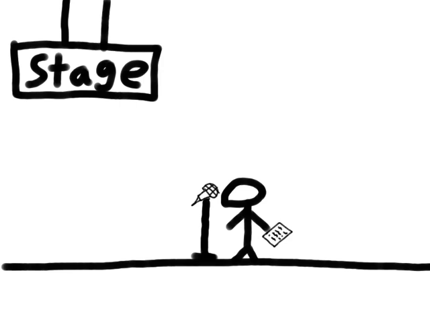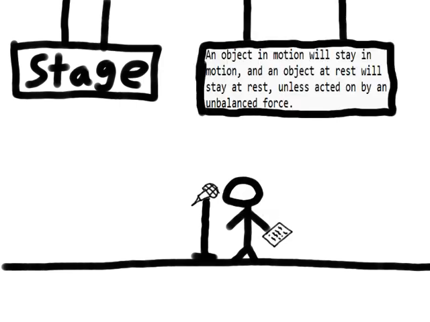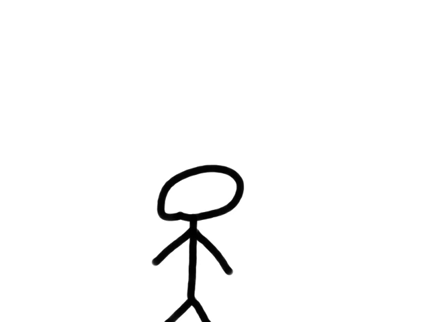Newton's first law, according to my really poorly taken notes, states that an object in motion will stay in motion, and an object at rest will stay at rest, unless acted on by an unbalanced force. Now, what does that mean? Well, that means if an object is moving in any direction, it's going to keep on moving in the said direction until it stops, and an object that is staying still is going to stay still until something moves it with force.